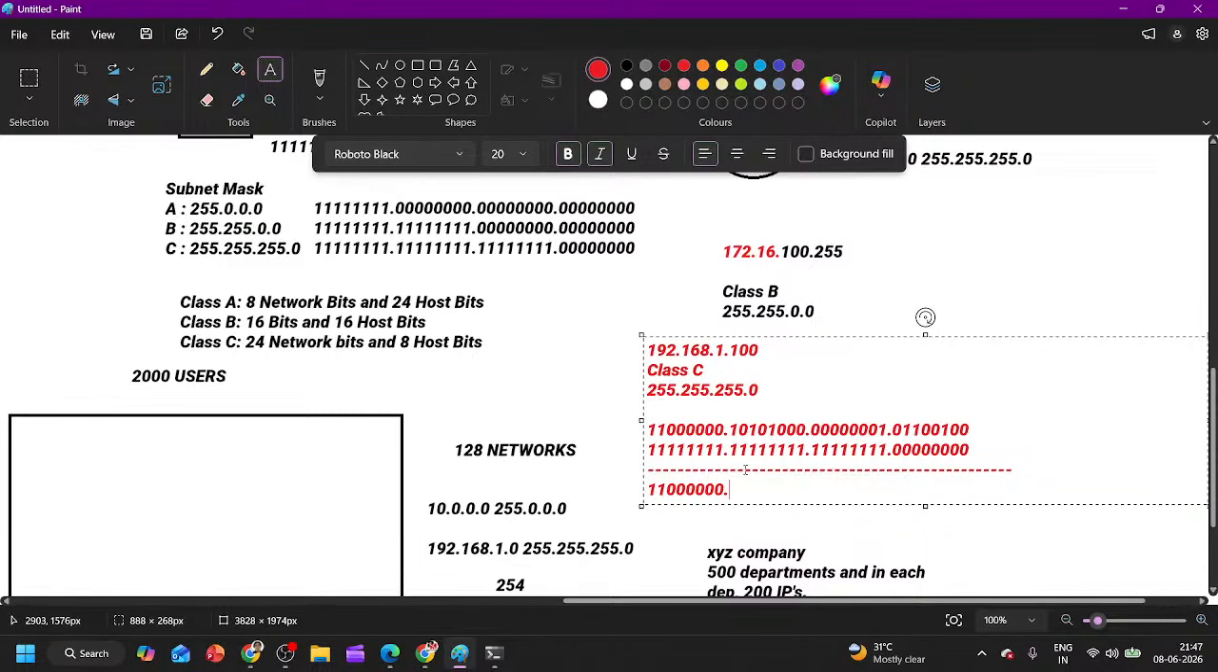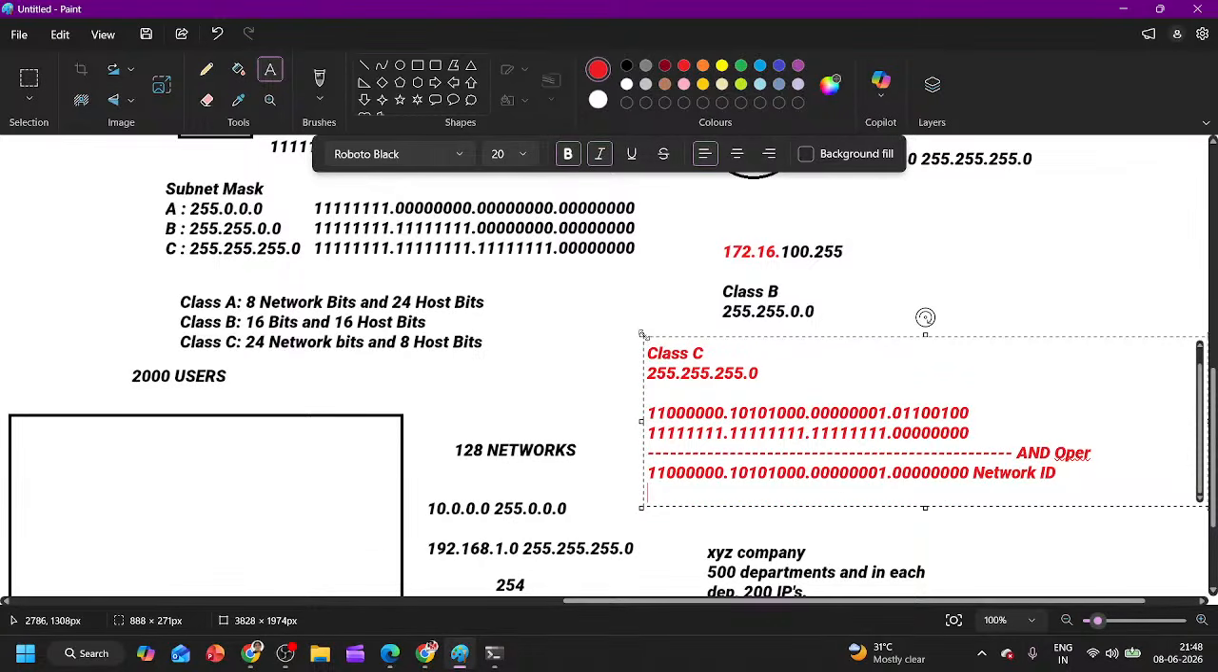Similarly, here 1, 1 becomes 1, and 1, 0 is 0. Here also 0, 0, 0, 0, 0, and then 1. And after that, all 0. This is your network ID. I have converted my IP address into binary, the subnet mask into binary, and performed the AND operation. And I got the network ID.